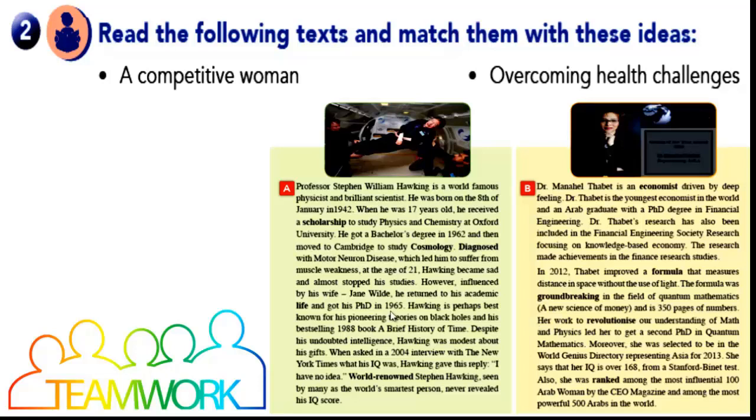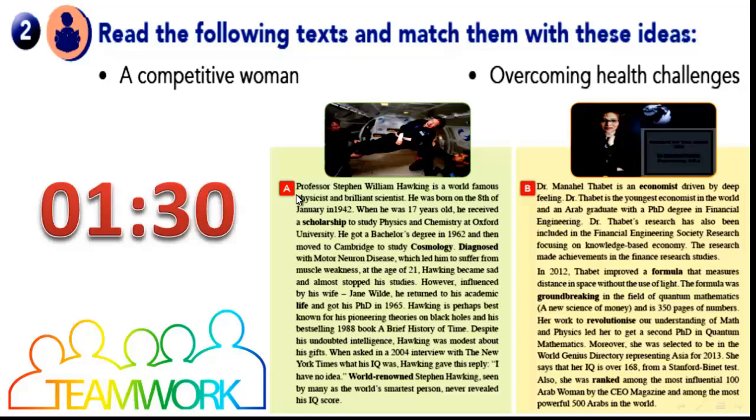During reading, in exercise number 2, read the following texts and match them with these ideas. I have 2 ideas here above, as you see. The first one, a competitive woman. The second, overcoming health challenges. I have 2 texts here, A and B. Please read silently and try to decide which text has the idea of a competitive woman and which one has the idea of overcoming health challenges. You can stop the video and read silently for 2 minutes.